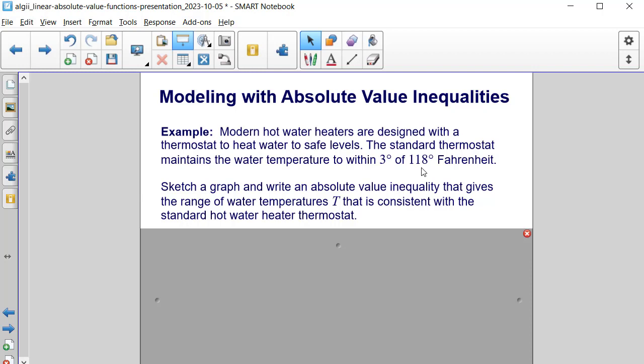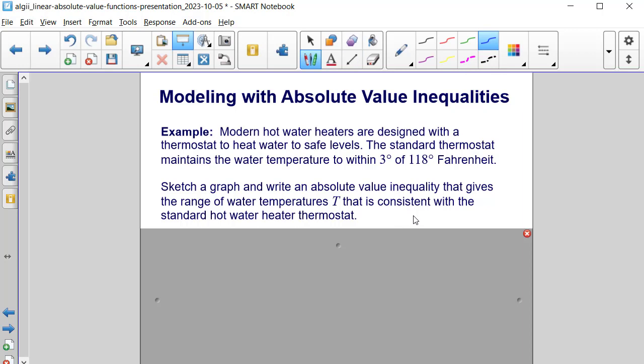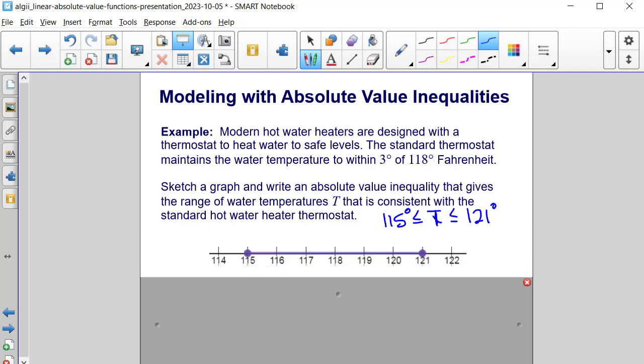Well, within 3 degrees of 118 degrees will give us the compound inequality that capital T is in between 3 degrees of 118. So if we add 3 degrees to 118, we get 121 degrees. And if we subtract 3 degrees from 118 degrees, we end up getting 115 degrees. This temperature model compound inequality is shown in this graph.